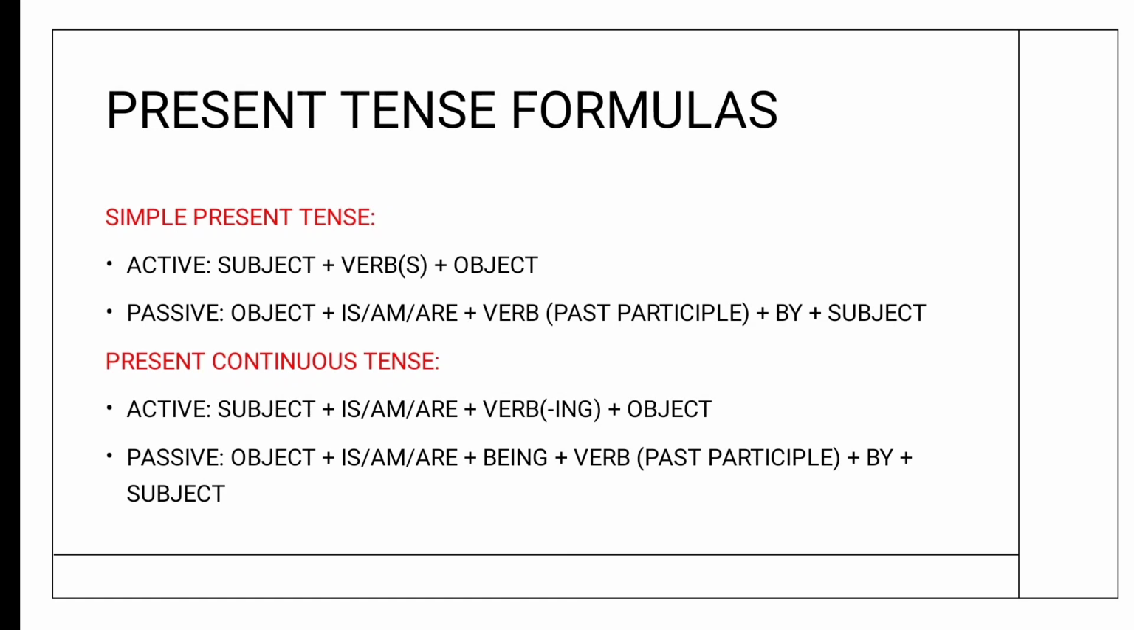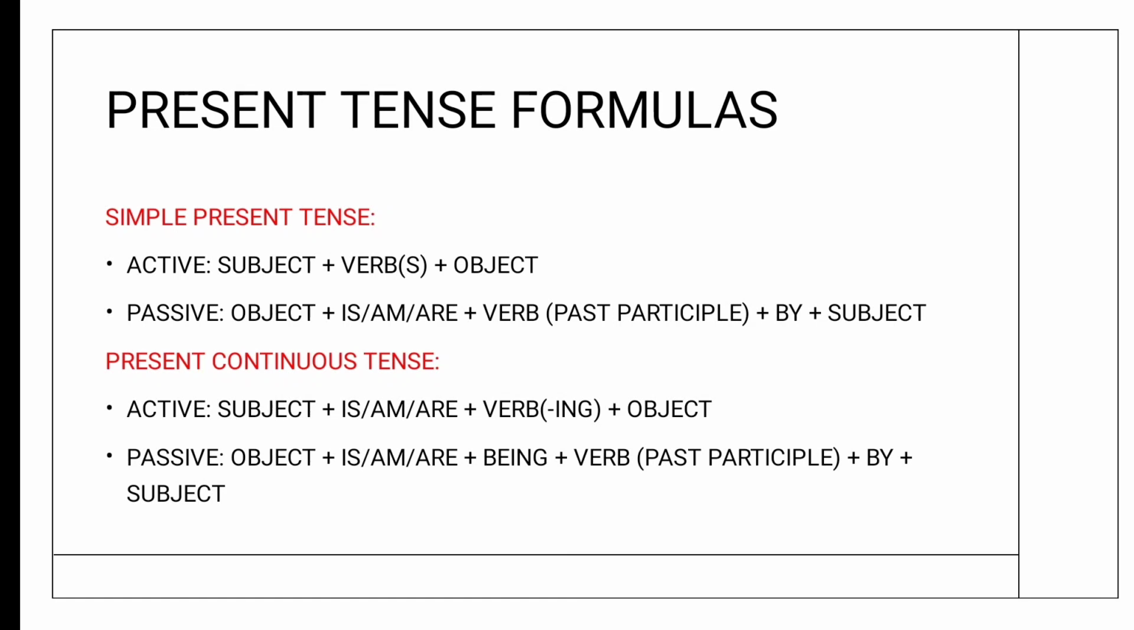This is how we have to convert a simple present tense sentence from active form to passive form. I hope it is clear. So let us learn about present continuous tense now. This is the formula of present continuous tense in active form: subject plus, because it is a continuous tense, we have to add the be form is, am, are, plus the verb with the ing form, like running, eating, listening, watching, washing. So ing form plus object.